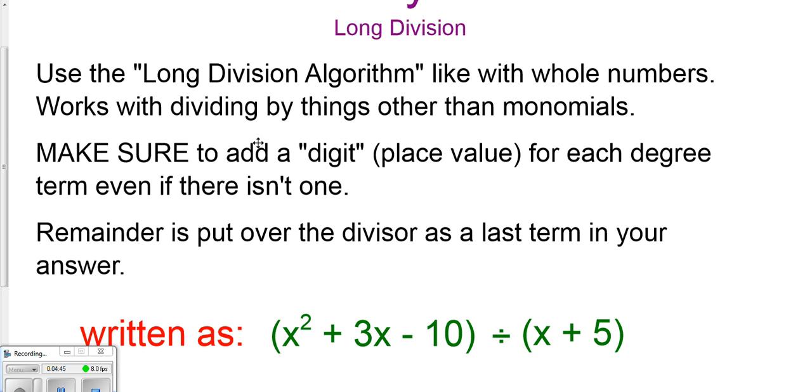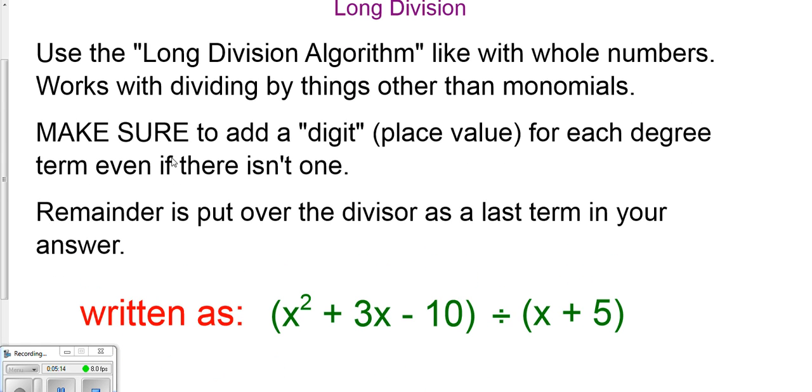Note, you need to make sure to add a digit or a place value for each degree of term, even if there isn't one. And I'll show you an example of what I mean by that. Basically what I'm saying is, like in this example where we have x squared, that's a degree 2, and just an x, that's a degree 1. If we didn't have an x, we should write in 0x. You want to make sure there is a spot, a place value, or a digit for each one.